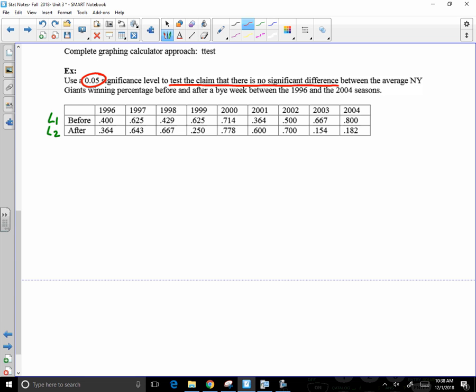Now, we have a before and after. So the before case we consider to be this entire group, a sample that would eventually lead us to mu sub 1. And the second group is a sample that would eventually lead us to a conclusion about mu sub 2.